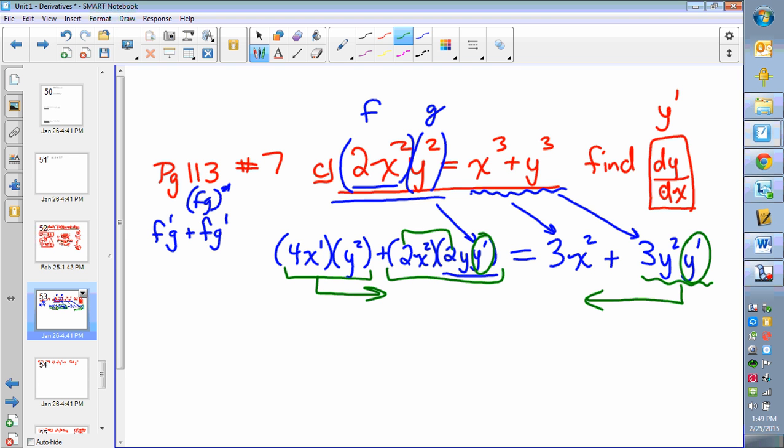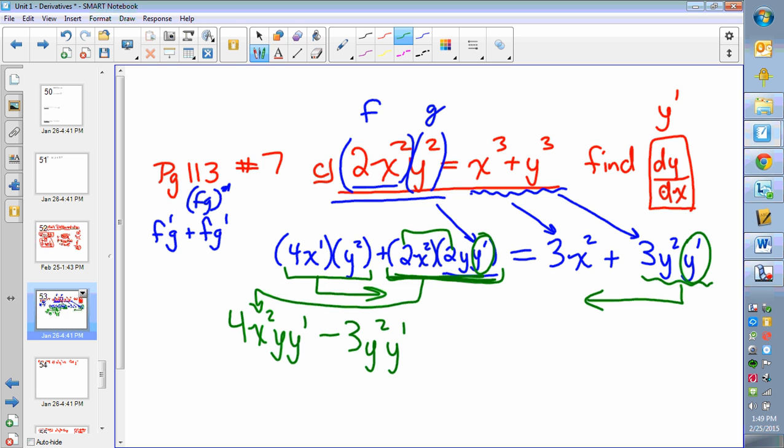So that's 4x squared y, and then y prime. Okay, that's this term right here. 4x squared y prime. Then we subtract 3y squared y prime, because he came over from the right. The 3x squared is left on this side. And we subtract the 4x y squared.